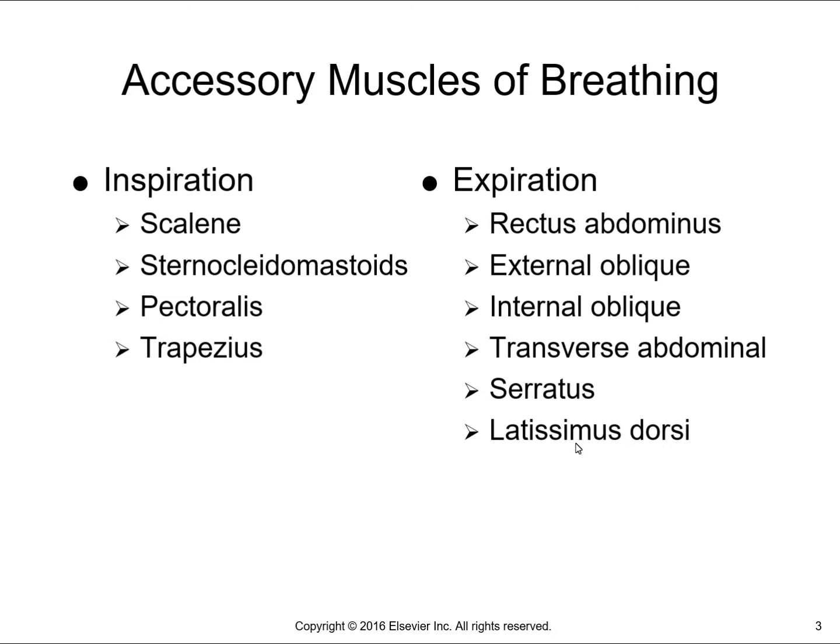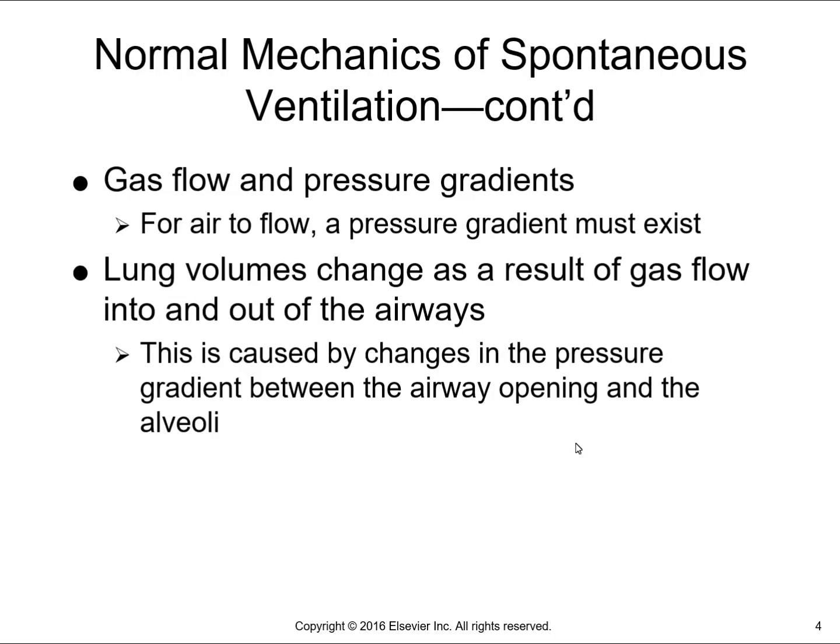When you're looking at expiration, notice that you're looking at rectus abdominis and obliques, so more abs. It's the abs that help push out that air so that we can breathe out our carbon dioxide. You might have read in the text they call it the respiratory pump, and that's dealing with the inspiration and expiration muscles.